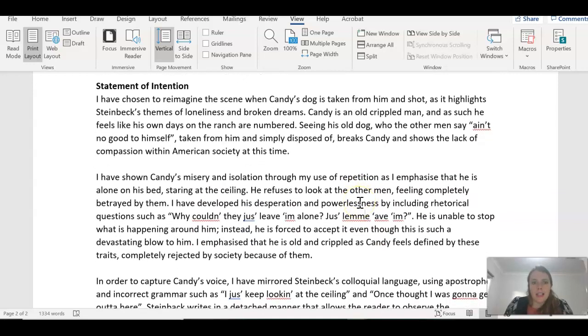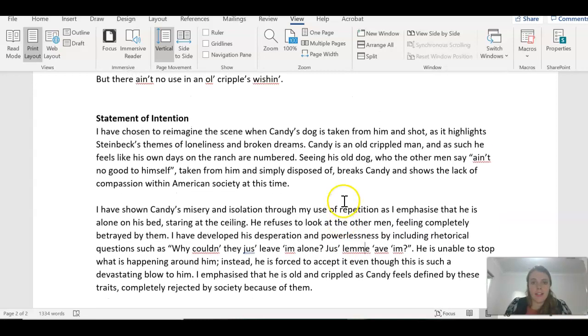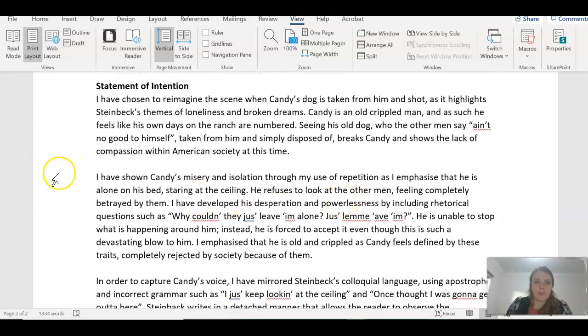So just as a reminder, a statement of intention is me explaining why I wrote what I wrote, what choices I made, what themes I'm tapping into, and how I'm reflecting Steinbeck's writing. So let's have a look and I'll walk you through it.